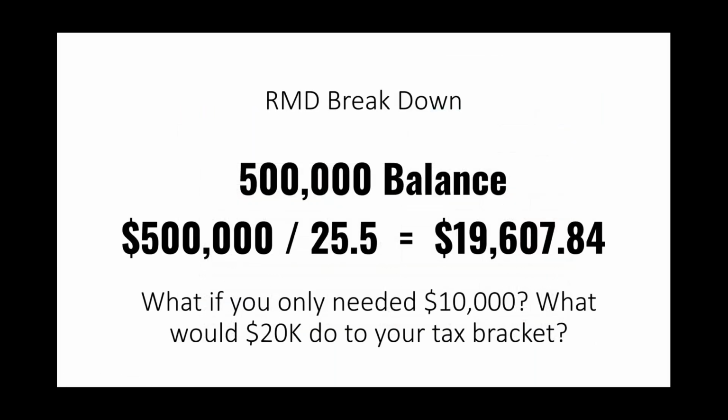Now, here's what a real RMD breakdown looks like. This is an example, and pay attention to this because this is where a lot of you are going to fall into. This is an example of somebody who is 73 years old, has $500,000 in their TSP. This is what they would be forced to take out, as you can see on your screen, $19,607.84. But Ryan, I only need $10,000 from my TSP. I'm sorry, but you still have to take out the additional almost $10,000 you don't need. What does that do to your tax bracket?